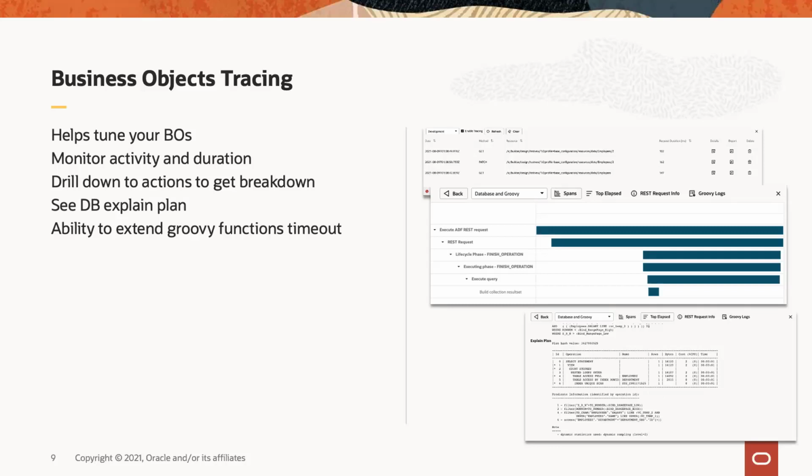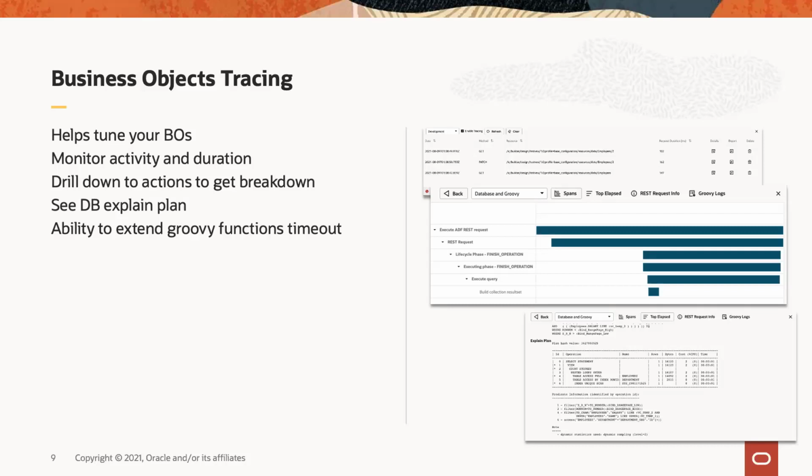So you can see, for example, whether you're accessing your tables using an index, or whether you're doing a full table scan. You can see the actual query that is being sent. All of those things are going to help you better tune your database interactions when you're working with Visual Builder.